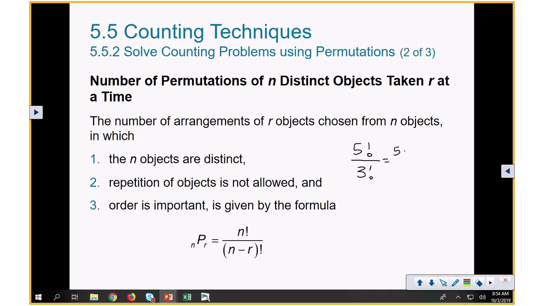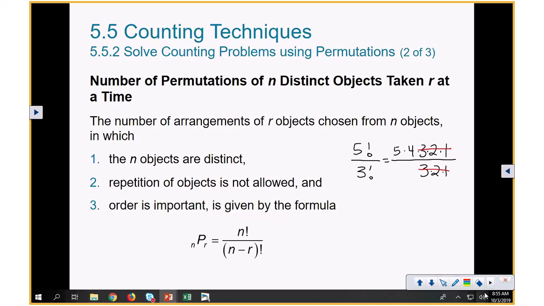5 times 4 times 3 times 2 times 1 over 3 times what? And what happens to the 3 factorial? They cancel. Now, some of you may have seen this before. Some of you may not. But basically, 5 times 4 is what? So you can hypothesize 5 factorial over 3 factorial is 20. Okay? That's what happens with this formula right here.